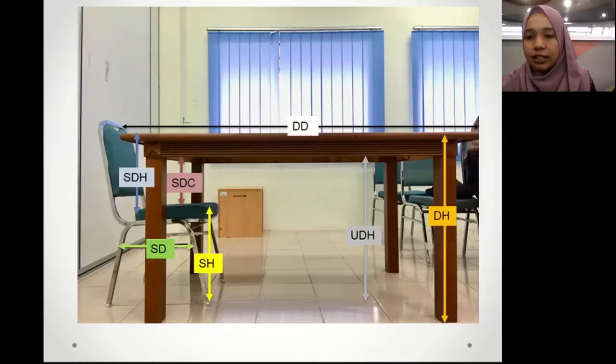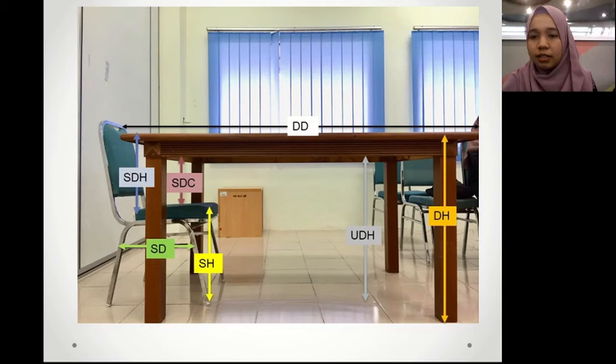Okay, as you can see in the figure, this is an example of the measurement that has been conducted at UMP. So the first thing is desk depth. Desk depth is in the white color. Desk depth is the distance from the edge of the table until the end of the table. Then desk height, in the orange color, is the distance from the top of the table to the floor. Then underneath desk height is the distance from below the table until the floor.